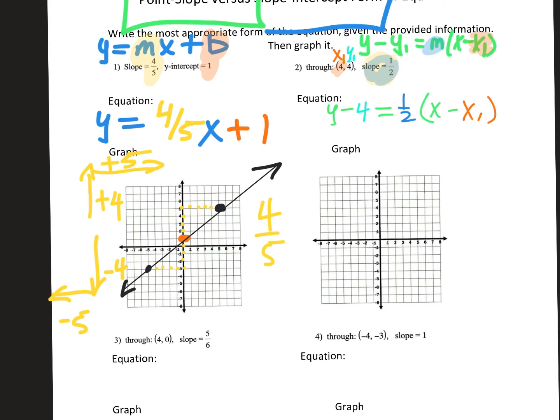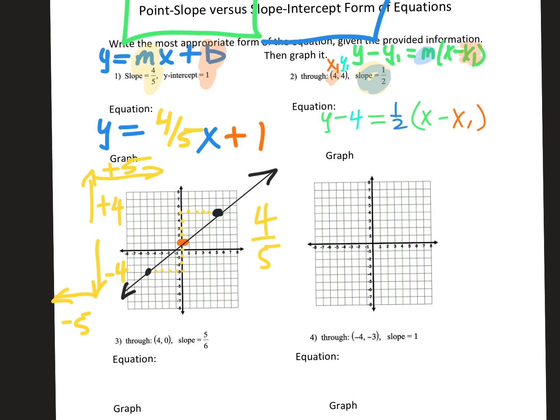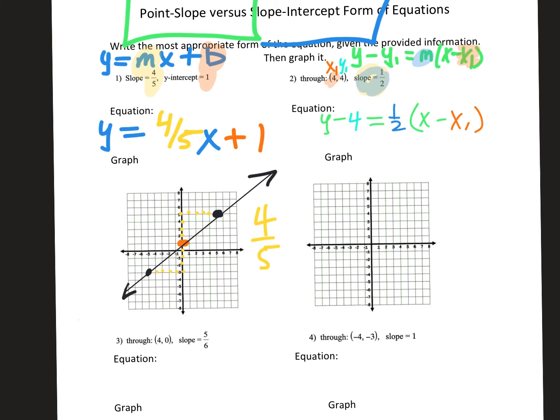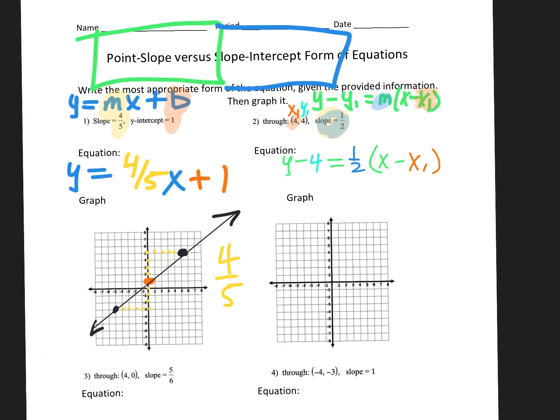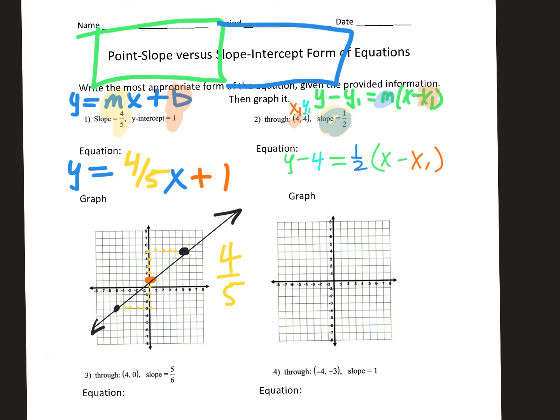So this is what we should have. This is problem number 1, all the way complete. Decide how you're going to write the equation. And then, depending on the information you're given, which one makes more sense, point slope or slope intercept, and then graph it. Now, we didn't spend a lot of time graphing equations that were in point slope.